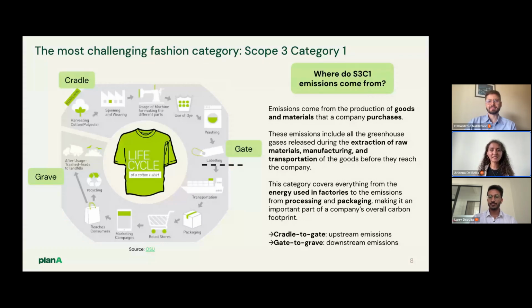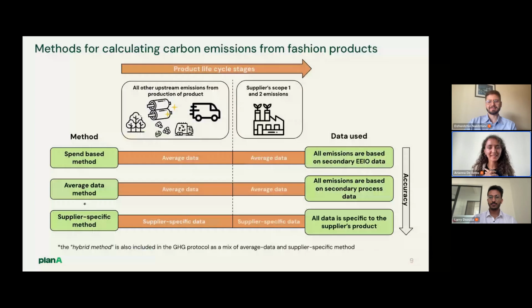And the levels of analysis that we could go through are different, and this is exactly what we are going to go through. So according to the Greenhouse Gas Protocol, we have three main options plus another option that is a mix of two of them.